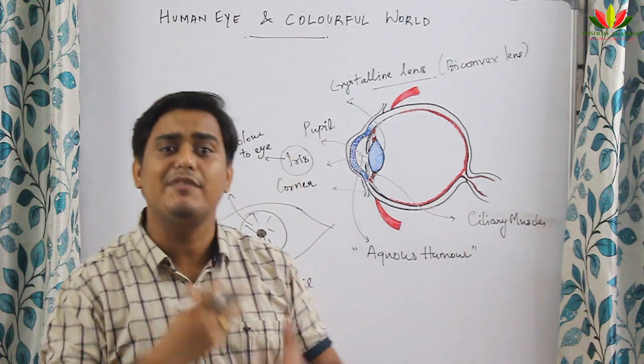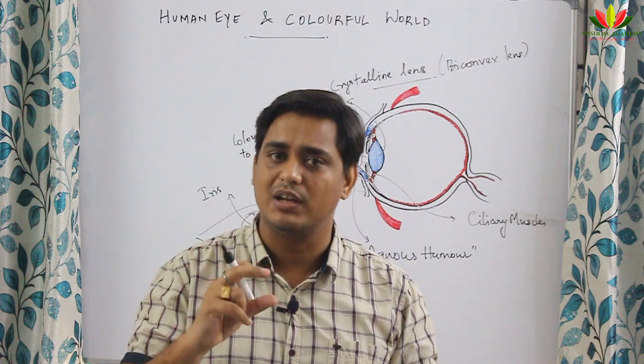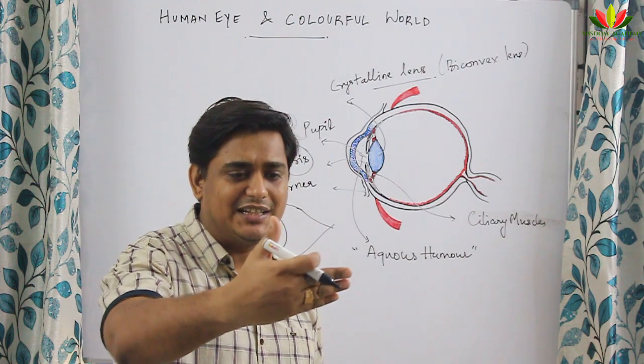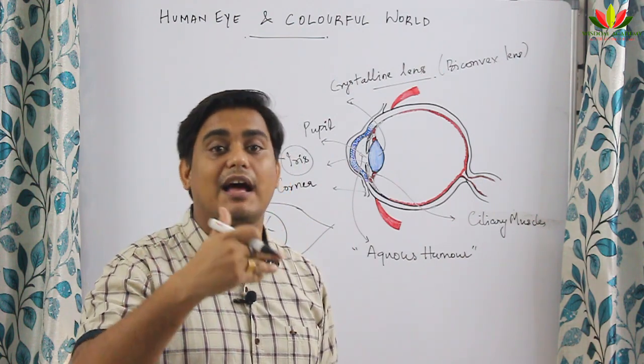Now, you may ask me why we need to compress or why we need to elongate this eyeball. We may need to elongate because to change the focus of the eye. Something is present near to the eye, then the focus what the eye will have will be different.